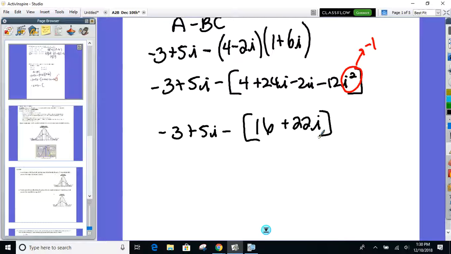I'm glad if you got to there, because now you have to worry about what here? Minus what? Why did I leave it like this? You got to distribute it through. So it's going to be -3 plus 5i minus 16, which I'm assuming most of you would get. But here, minus 22i. It's tough. It's tough. Watch out for the minus signs. Okay, you guys clean it up and finish it.